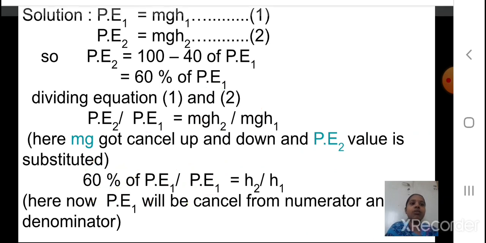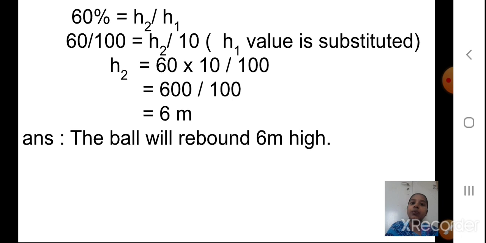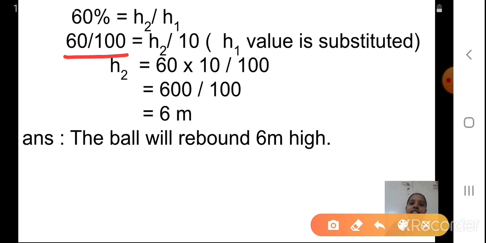Okay students, now see here. 60% is equal to H2 upon H1. Now 60 percent means what? 60 upon 100. So I have written 60 upon 100 is equal to H2 upon H1 value. The H1 value is 10, and I have substituted it here.